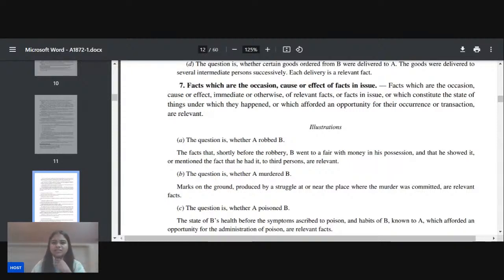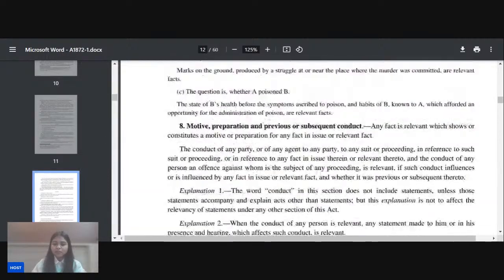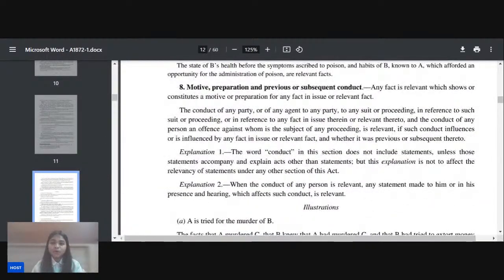I think the last seen theory was applied in a very famous case, the Aarushi murder case, that is Nupur Talwar versus CBI, right? So that is also one thing. Section 7 is facts which are the occasion, cause or effect, right? Now if you see section 8, it is talking about motive, preparation and previous or subsequent conduct. So how do you behave if there was any motive, if there was any preparation from your side, or whatever conduct you show, previous or subsequent, which can make the accusations more evident, right?